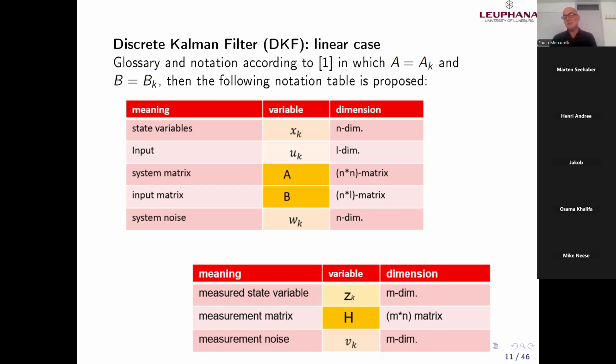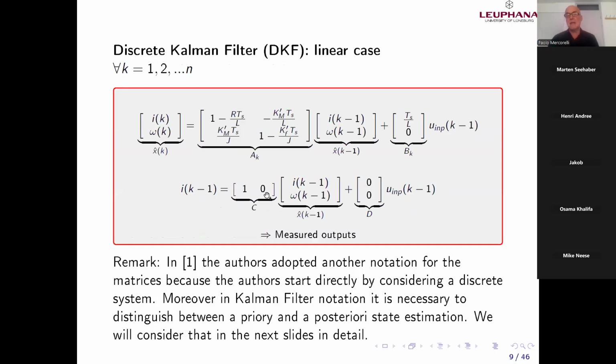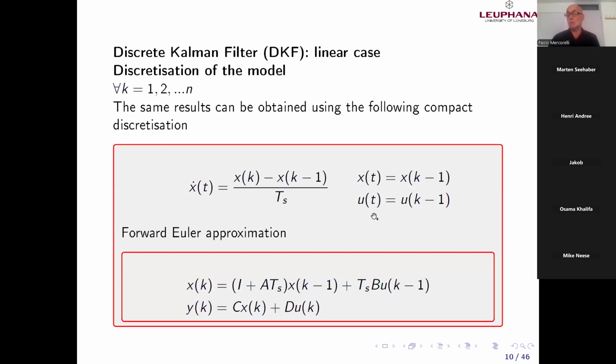H has m rows, for instance, 1 row, if I measure in output just one variable, on n variables, because I have the state. Look here. Instead of C, I called it H, in typical Kalman notation. We can see that I measure just one variable, the current. I didn't consider the omega. Thus we have 1 row. Why 2 states, 2 columns? Because I have to select the state which I measure. This D is 0 in our Kalman filter, but could also be considered.